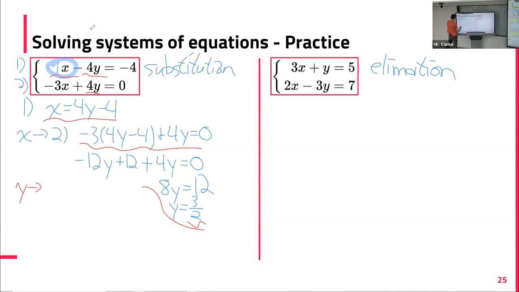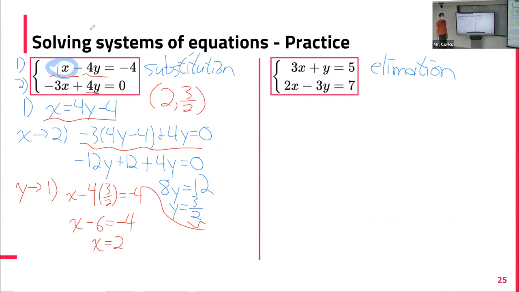So into equation 1, so x minus 4 times 3 over 2 is equal to -4. Okay, so that's x minus 6 equals -4. So x equals 2. And then our solution here is (2, 3 over 2).